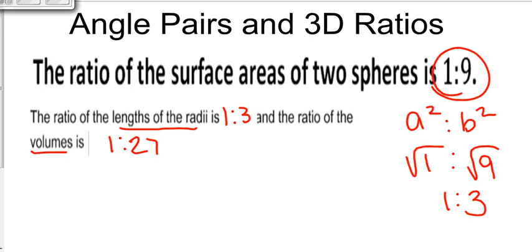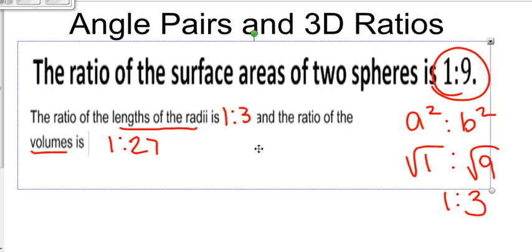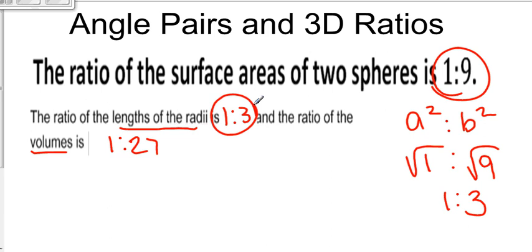All right, so here we should have had the lengths of the radii is 1 to 3, and the ratio of the volumes is 1 to 27. So we get this by taking the square root of the ratio of their surface areas. And then to get the volume, we now take our original that we found here, and we square or cube both terms because it is volume. So we get 1 to 27.